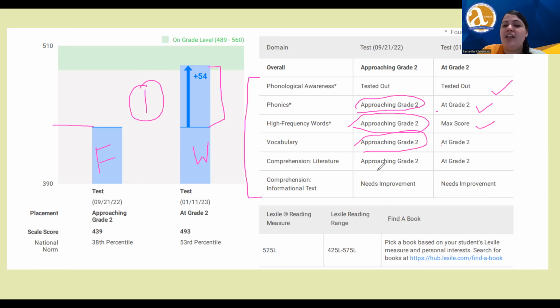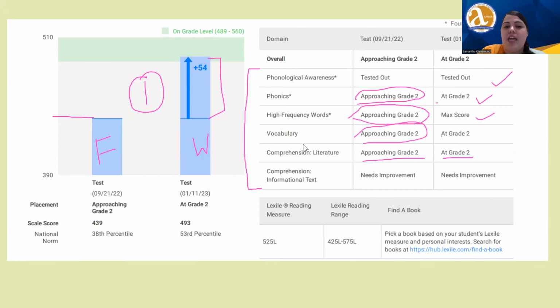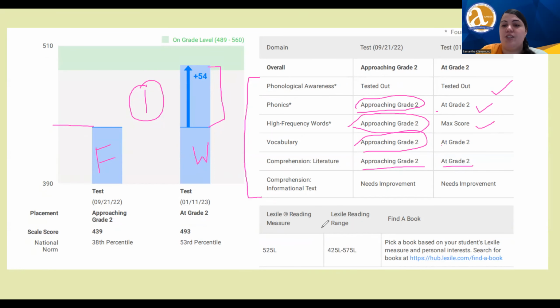Comprehension literature. Again, we see some growth here. However, something that I'm noticing is that my student needs a little bit more support in informational text. And it's just as we mentioned, students tend to gravitate more towards fiction and don't really gravitate towards informational text.